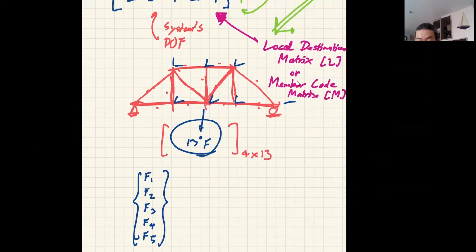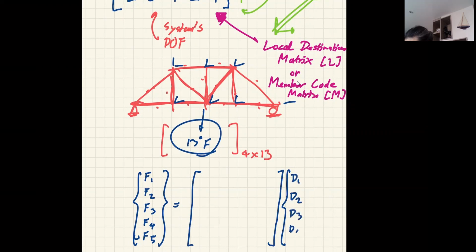I write F instead of Q because we may not have, you know, force at every location. It's going to be equal to K D. And displacement here, you're going to have displacement D1, D2, D3, D4, and D5. The values like the Q's.